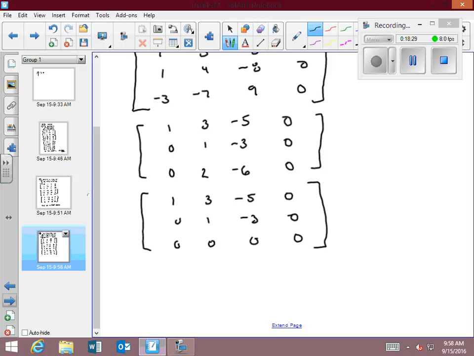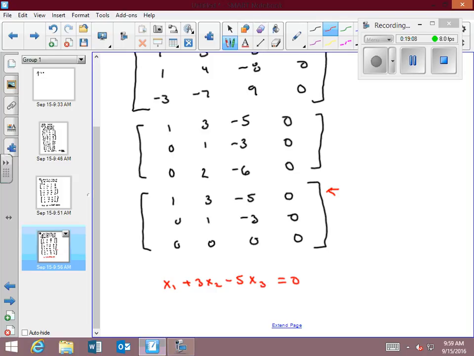So this has what? Non-trivial solutions, right? So now what we do is we have to write this in parametric form. So this first line right here says that x1 plus 3x2 minus 5x3 equals 0.